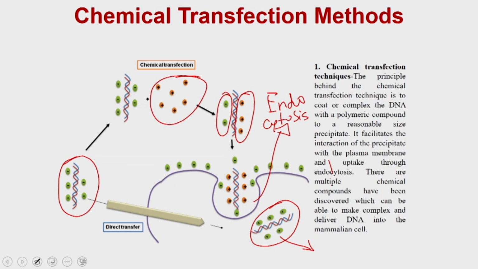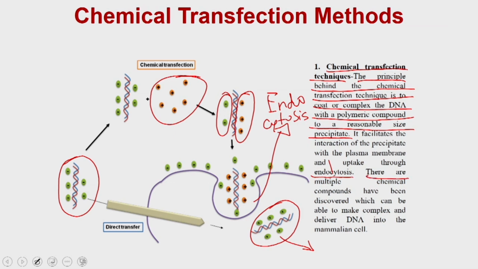So, as it says, the principle behind the chemical transfection method is to coat or complex the DNA with a polymeric compound to a reasonable size to precipitate, which means you are going to generate macro size particles, and once you generate macro size particles, these particles are going to be taken up by the plasma membrane, a process known as endocytosis.